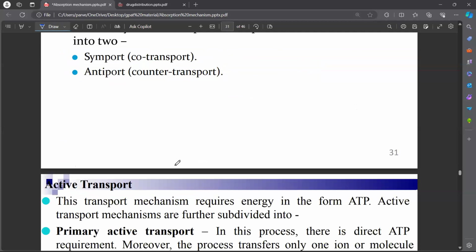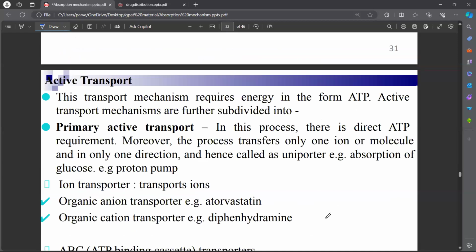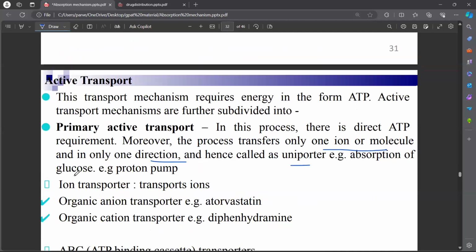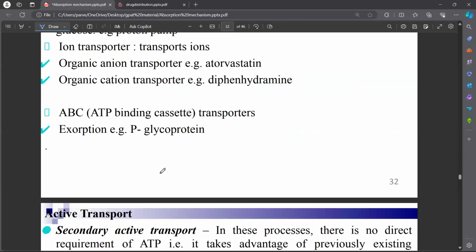Primary, as I mentioned earlier, is a process where direct ATP is required, and it transfers only one ion or molecule in only one direction, hence the uniporter. Examples are absorption of glucose and the proton pump. It is also of two types: organic anionic transporter and organic cationic transporter. The substrate for the organic anionic transporter is atorvastatin, and for the organic cationic transporter is diphenhydramine. Another one is the ABC binding protein, which is P-glycoprotein.